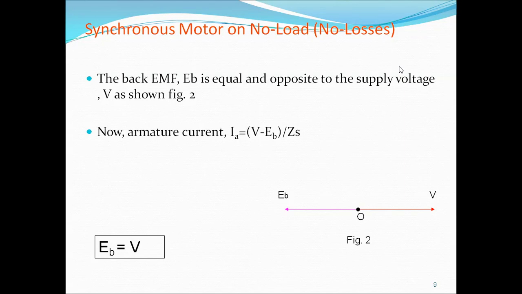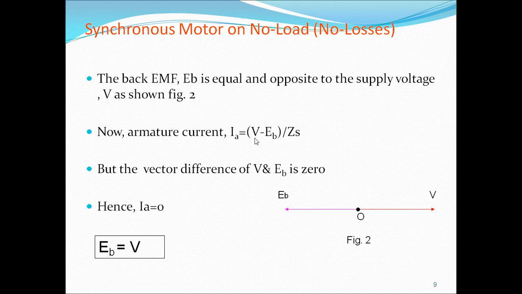When there are no losses, the back EMF is equal to the supply voltage and both are in opposite direction. Then the armature current is 0. Why? Because the vector difference between V and Eb is equal to 0, as both are equal and opposite to each other, where V is equal to Eb. So the armature current is 0. That means the voltage across the armature is 0.